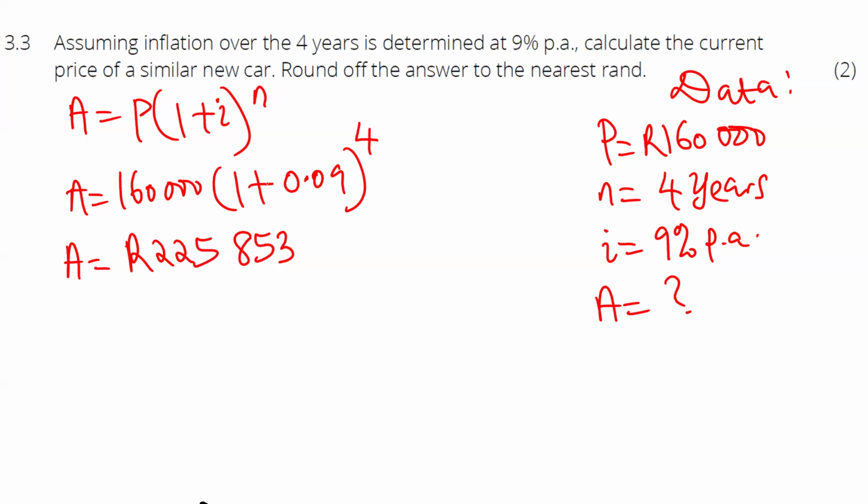So it means that now the current price of a similar new car is going to be too expensive. It's going to be costing 225,853. Pay attention to this and make sure you understand. We look at the next question.